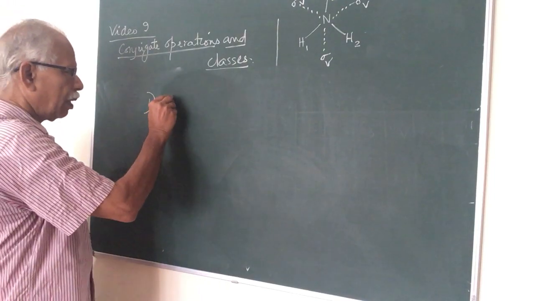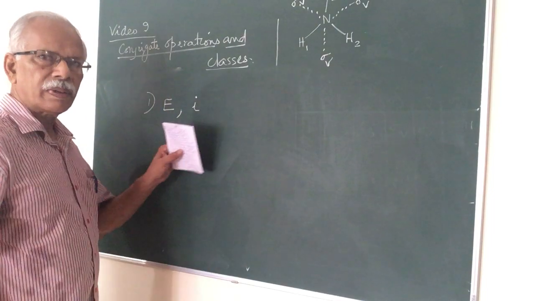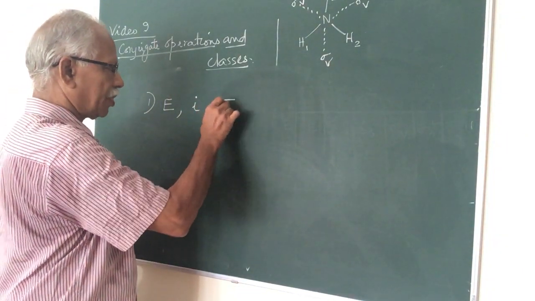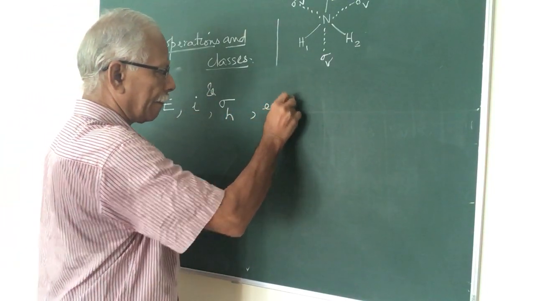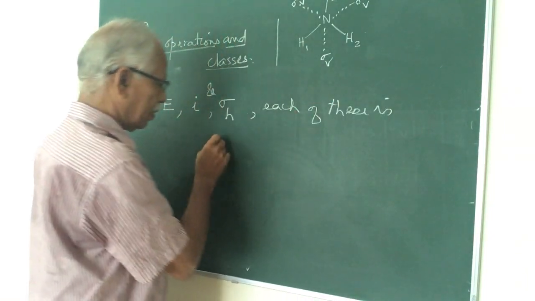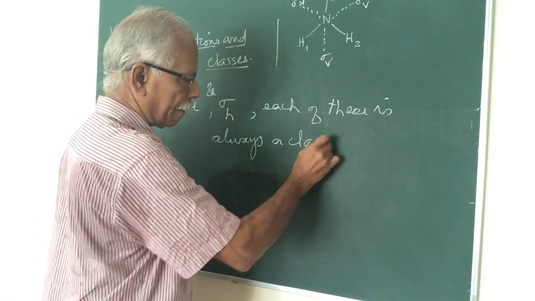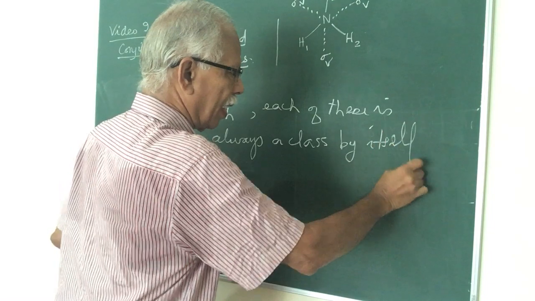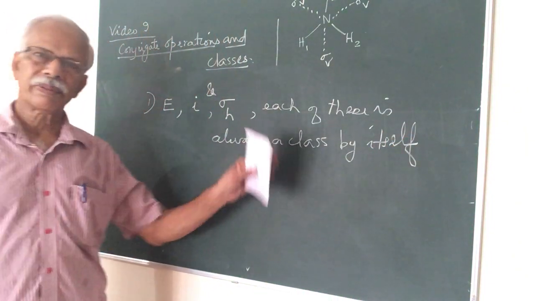Firstly, identity, center of symmetry or inversion, and sigma h: each of these is always a class by itself. They are not conjugate to any operation other than themselves.